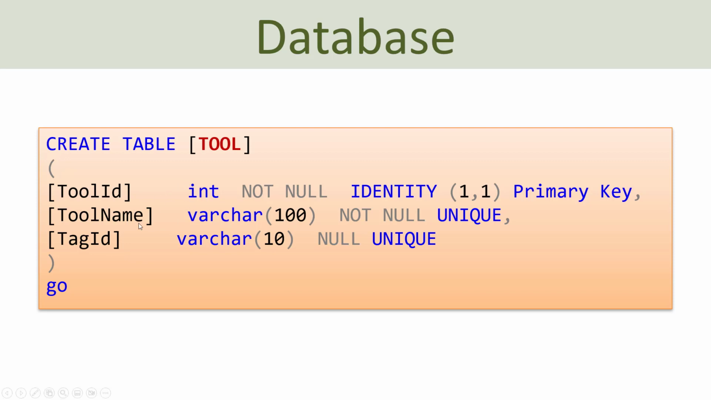And then I have created just a simple table called Tool with 3 columns: ToolID, which is a primary key, the ToolName, varchar 100, and the TagID, which is varchar 10 in this case. So I just create this simple database and this simple table in my local SQL Server database.